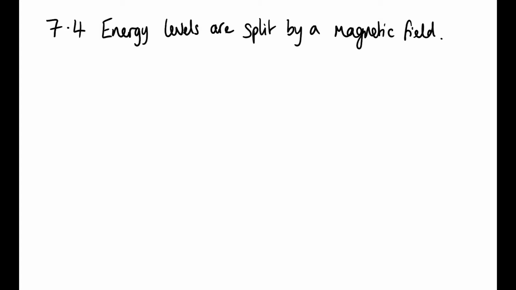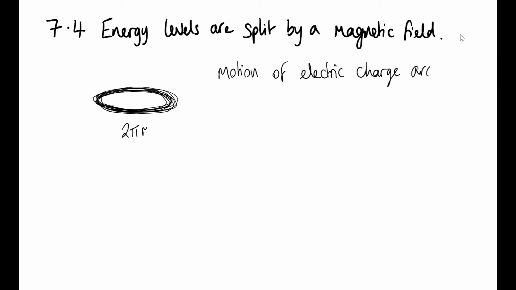Okay, so let's look at the Zeeman effect, and this is taken from section 7.4, titled Energy Levels Are Split by a Magnetic Field. So we're going to imagine that we have an electric charge that is spinning around in a loop, and the circumference of this loop is of course 2 pi r. So we have this motion of electric charge around a loop, and this motion produces a magnetic dipole. And that magnetic dipole we're going to call M.